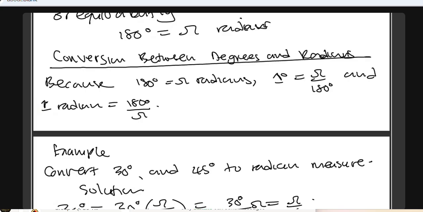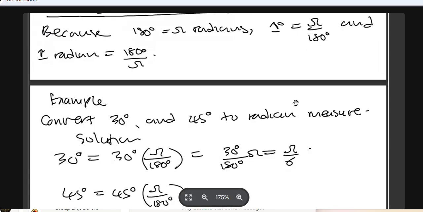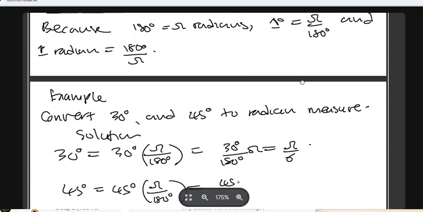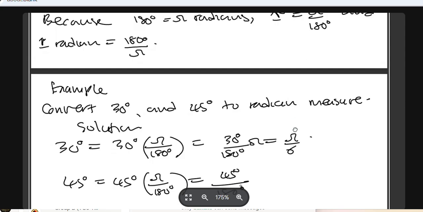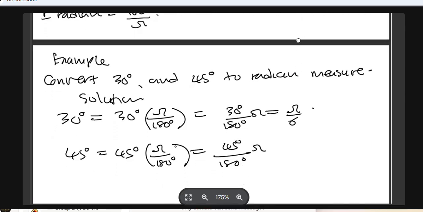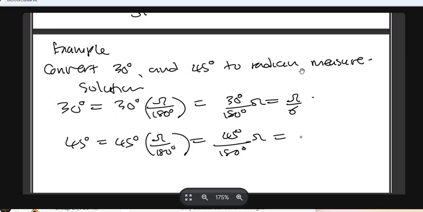Similarly, 45 degrees is equal to 45 degrees multiplied by pi over 180 degrees, which is 45 over 180 pi. And this is going to be equal to pi by 4. Are we okay up to there? Yes. Yes, sir.